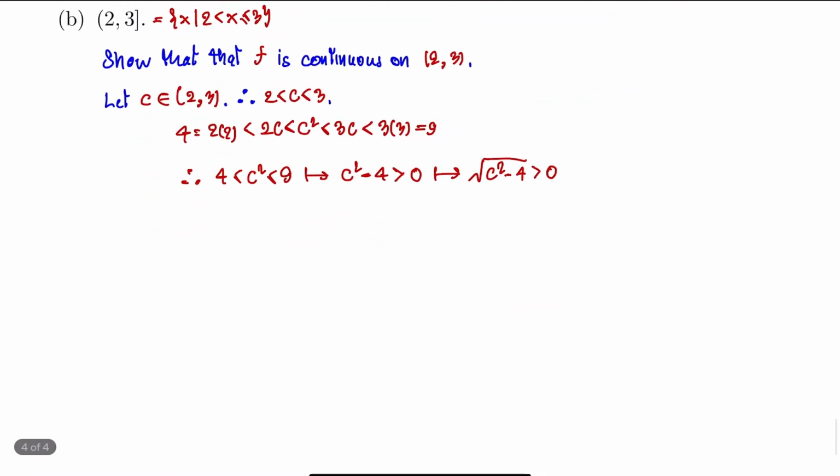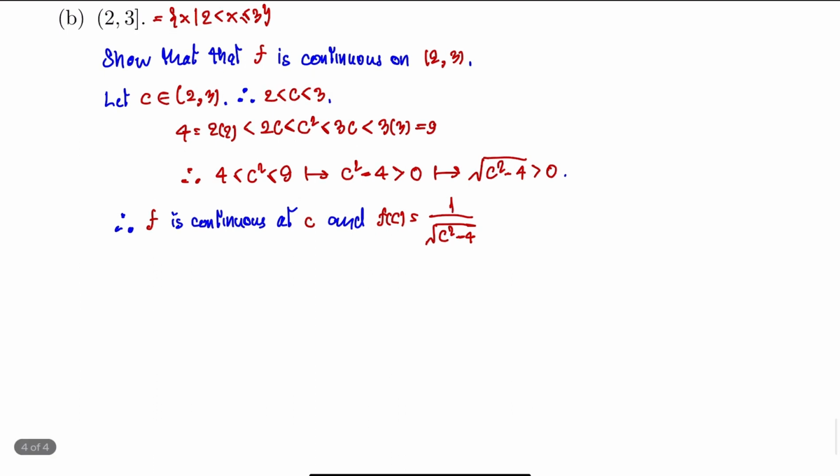So that means, what do we have here? We have the function f is continuous at C, and our f of C becomes 1 over square root of C squared minus 4. And then what happens to the limit? The limit of f of x as x approaches C, where f of x is 1 over square root of x squared minus 1.